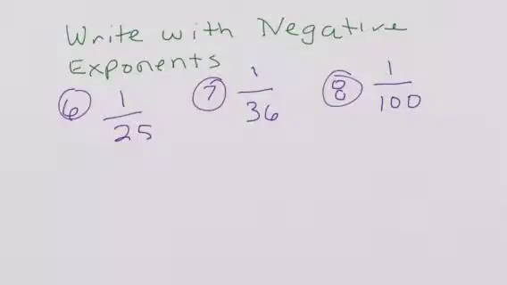Now, how do I write these with negative exponents? Well, the first thing that I'm going to look at is I have to change it to an exponent. So this is going to be 1 over 5 squared. Now, right now, he's positively happy. If you upset him, you're going to move him to the numerator. So I'm going to move him to the numerator, which is going to be 5 to the negative 2 over 1, which is 5 to the negative 2.